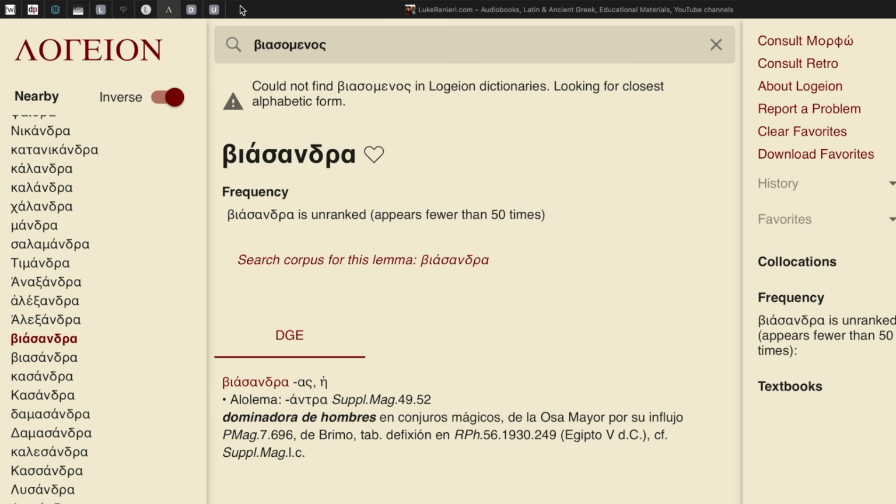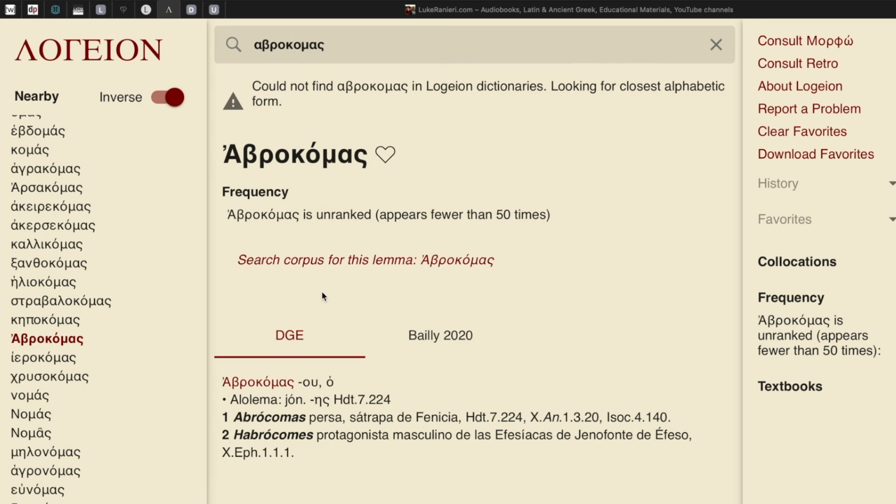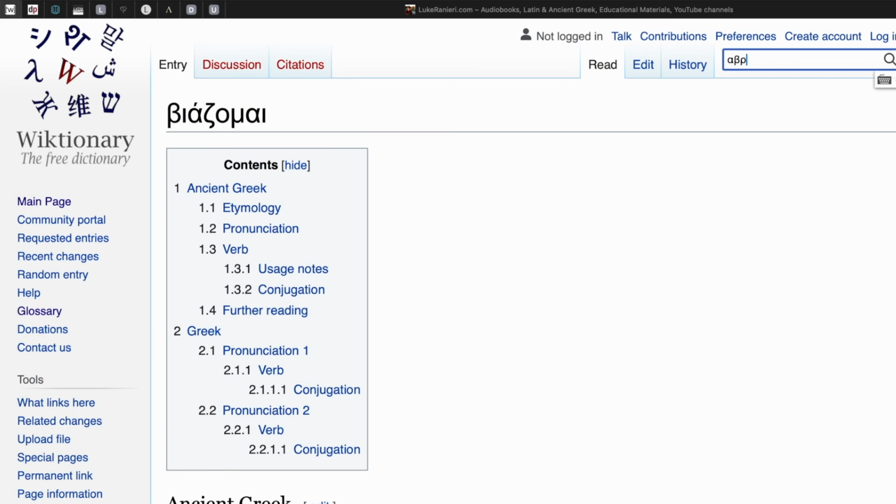In fact, we'll just do Logion. Let's go. This is with the dictionary. Abrokomas. You can start with any order you want. I'm just kind of doing this. And this tells us diddly squat. Nada. Dice nada. Gracias por nada. Because it's just this DGE, this dictionary. Okay, so this tells us absolutely nothing.